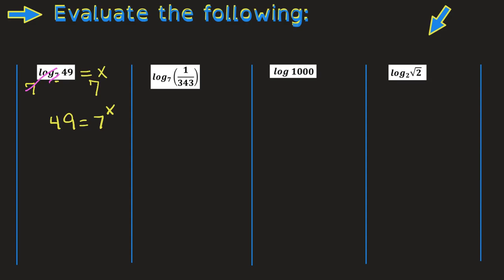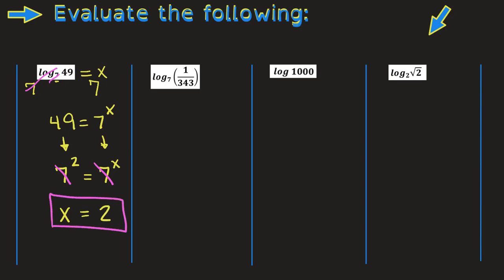Again, we're going to make our bases match. So we have 49. We know we can make a base of 7 to the 2nd power equals 7 to the x. Get rid of our bases. Move those out of our way. And now we have x equals 2 as our answer. All right, the next example. We're setting our next example equal to x. We're going to exponentiate both sides using 7 again.